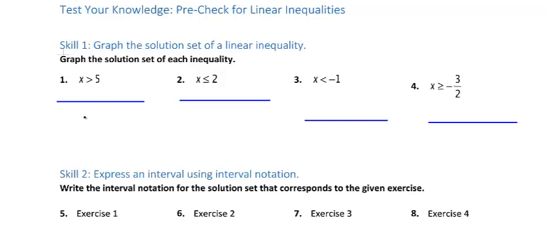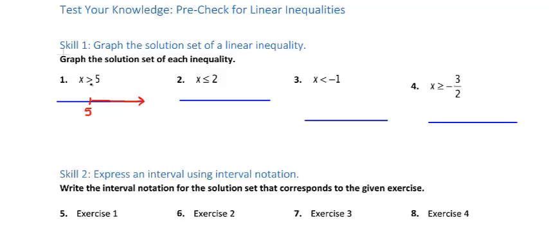I would like to review the solutions of the Prereq for linear inequalities. The first skill is to graph the solution set of a linear inequality. We have x is greater than 5, so this represents all values that are larger than 5. We place 5 on the number line and then shade the portion of the number line that corresponds to those solutions, which would be to the right of 5. We put an arrow to indicate it extends infinitely.